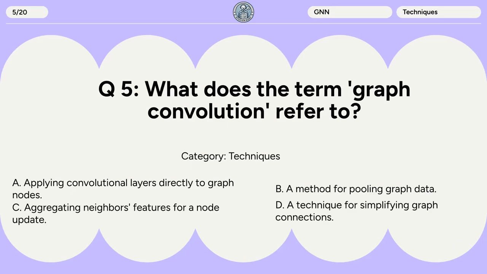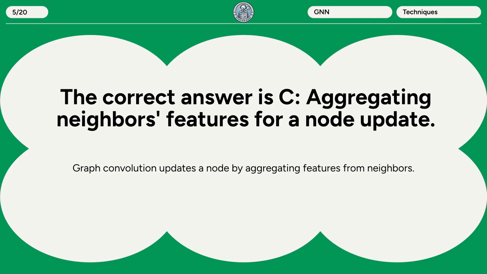Question 5. What does the term graph convolution refer to? A. Applying convolutional layers directly to graph nodes. B. A method for pooling graph data. C. Aggregating neighbors' features for a node update. D. A technique for simplifying graph connections. The correct answer is C. Aggregating neighbors' features for a node update. Graph convolution updates a node by aggregating features from neighbors.